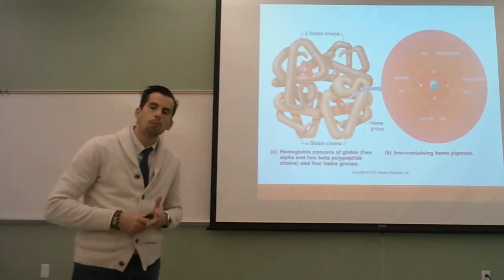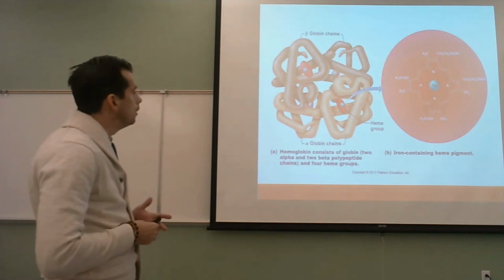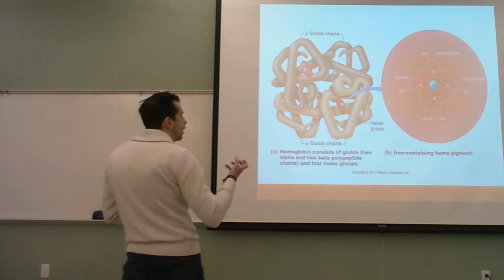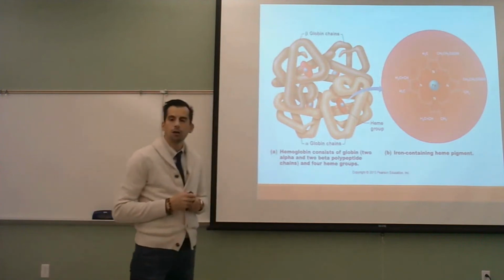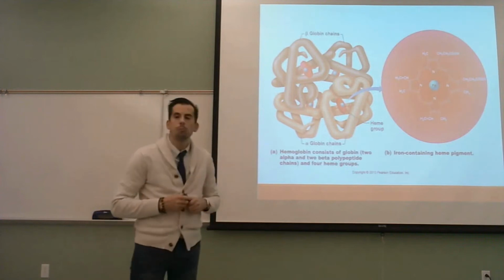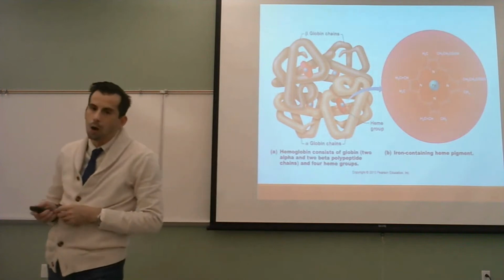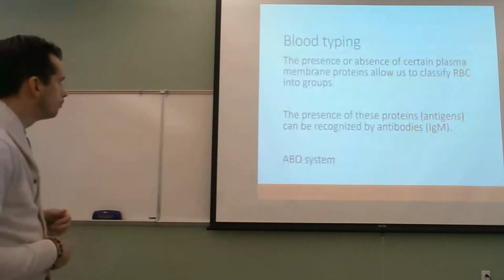But again, hemoglobin is a four-protein chain, each chain having this iron-centered heme molecule. That's where we will get our binding sites for our oxygen.